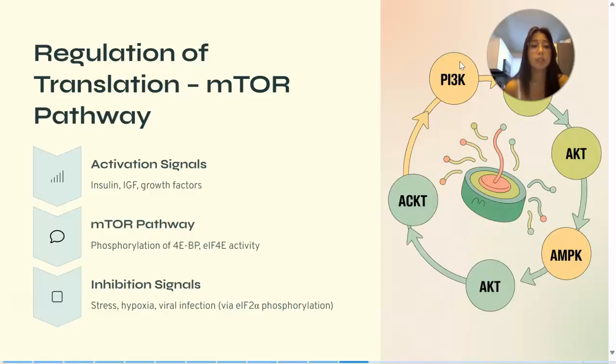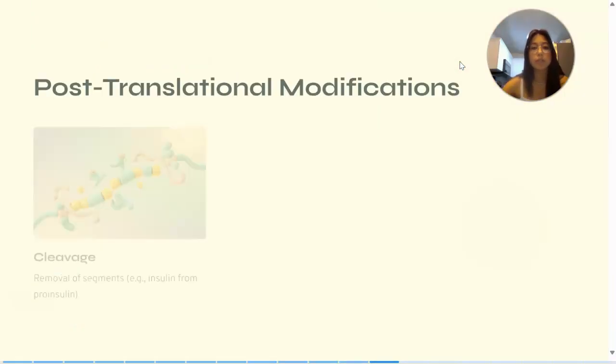Under stress conditions like viral infection or amino acid deprivation, eIF2A is phosphorylated, inhibiting the formation of the 43S complex. This conserves cellular resources and prevents the production of potentially harmful proteins. These regulatory mechanisms allow cells to adapt to environmental changes.